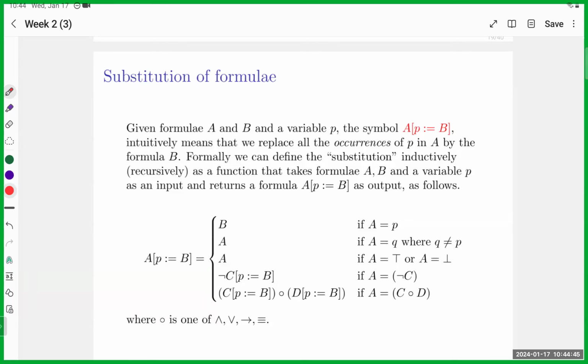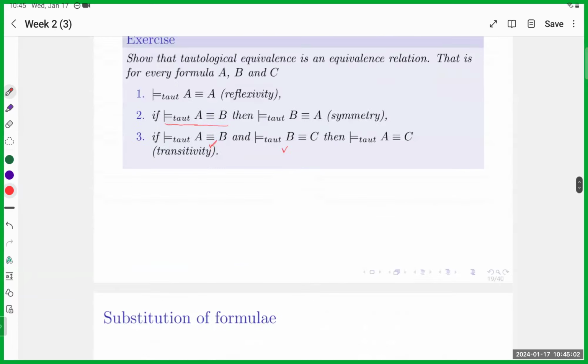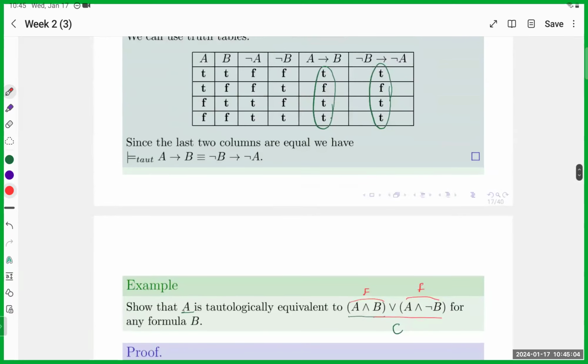Now we are going back to the syntax, and the reason for it is because we are going to introduce the notion of proof. Now we want to be able to prove tautological equivalences using axioms, because as you can see, writing a truth table is a horrible thing.